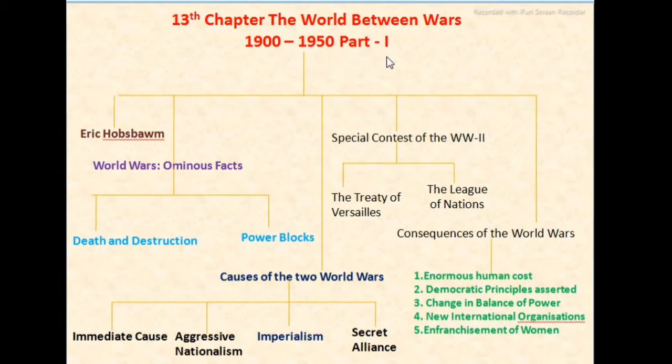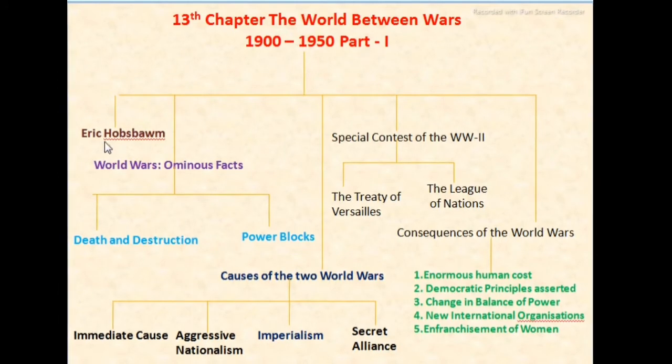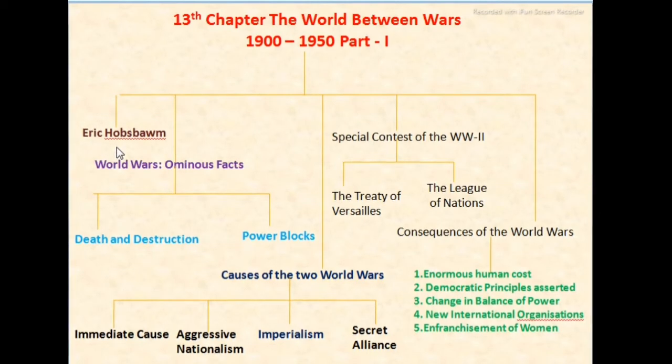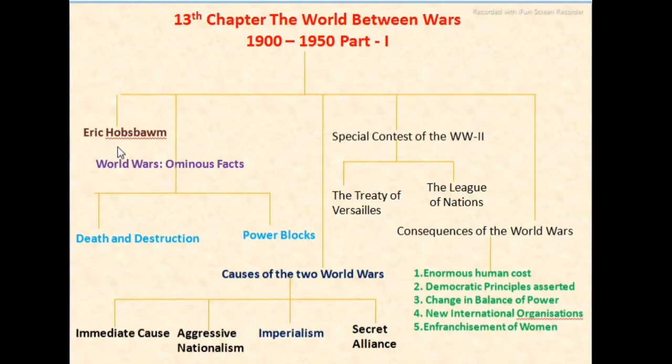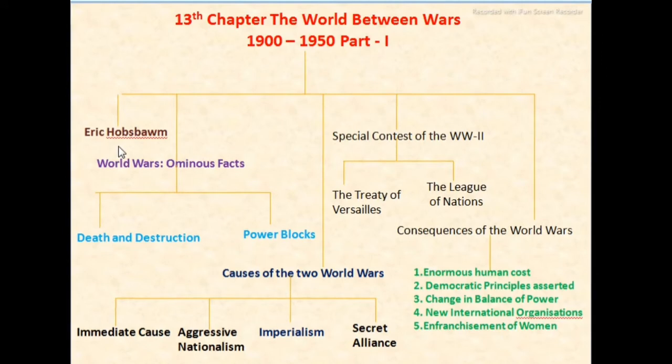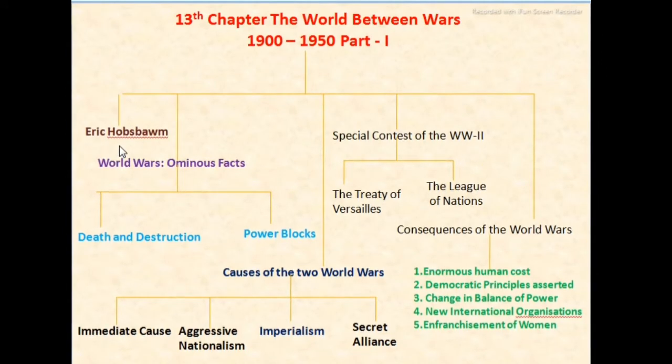Let us start 10th class 13th chapter, The World Between Wars 1900 to 1950. This is part 1. So this chapter I have divided into 5 parts. Number 1, about the famous historian Eric Hobsbawm. So he mentioned this period as the age of extremes. So what was the reason behind that? That we are going to learn.